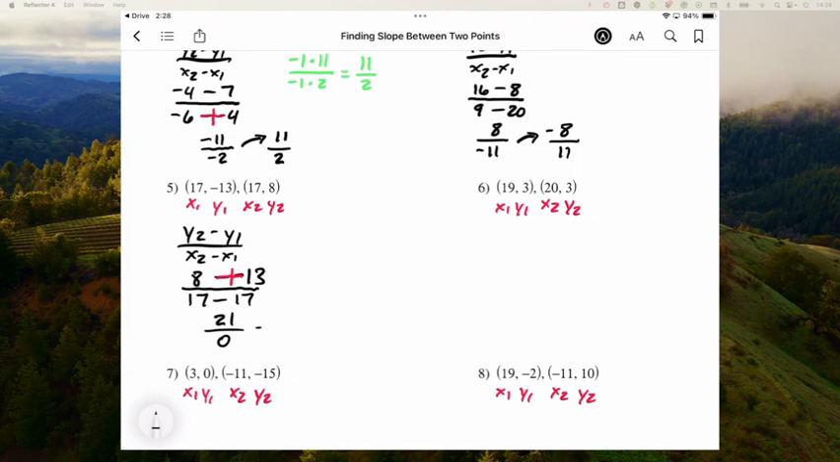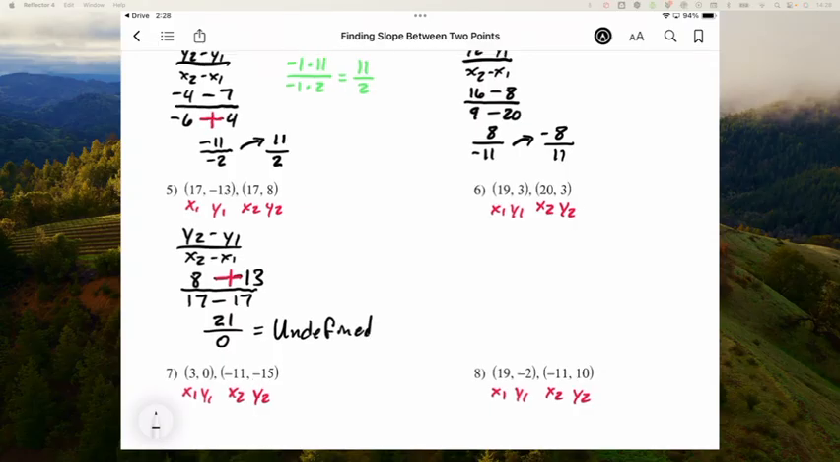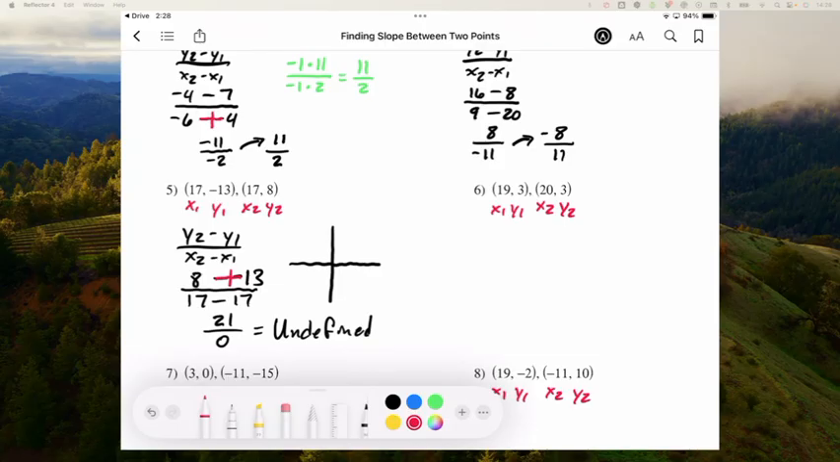So this is going to be what we call an undefined slope. And what's happening there is we are dividing by 0, which cannot be done. And so that is, again, going to be undefined. What this would look like on a graph is anything with an undefined slope is going to be a vertical line.